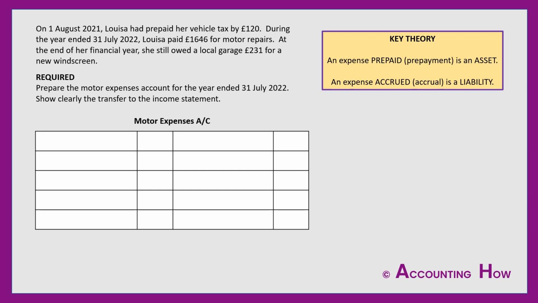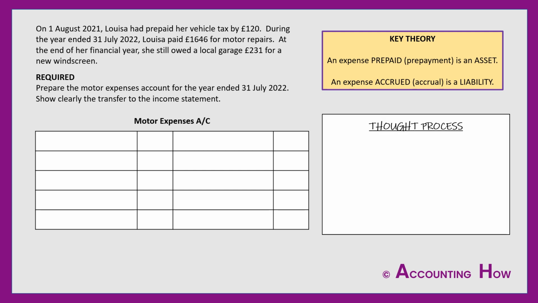You'll notice on the slide I've also put some key theory. We can have expenses that are prepaid and expenses that are accrued, also just referred to as prepayments and accruals. Prepayment is an asset and an accrual is a liability. You can see I've drawn out my T account for motor expenses, and so I'm ready to begin the question.